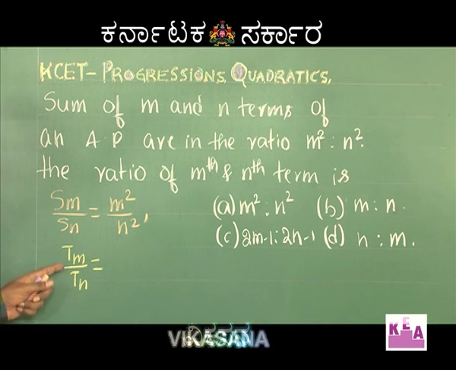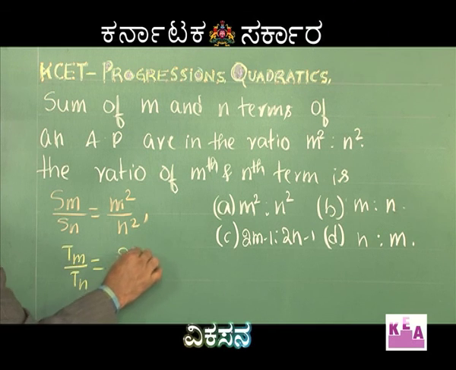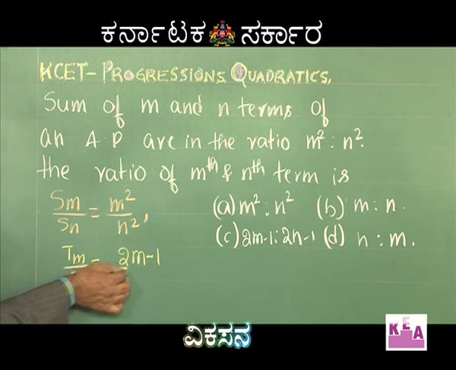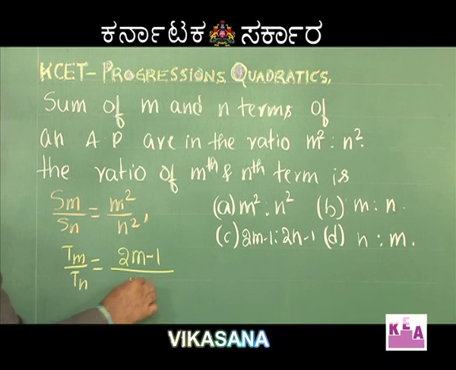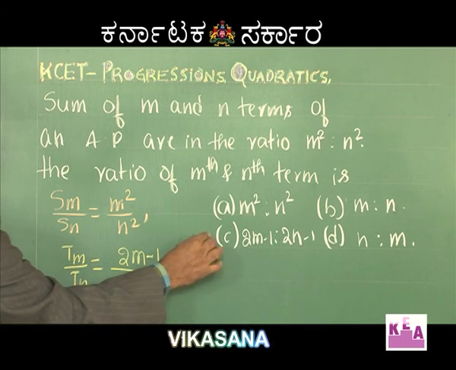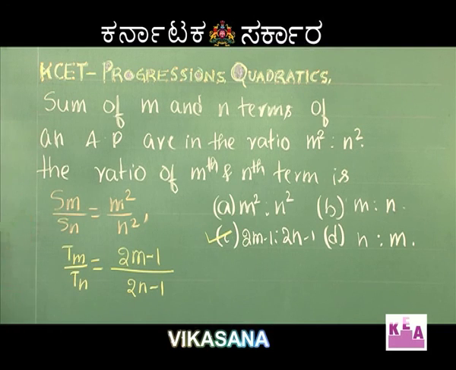Then Tm by Tn. What is mth term of an odd sequence? That is 2m minus 1. Do you agree with me? What about Tn? 2n minus 1. So that clearly says option C is correct. The solution looks very, very simple.